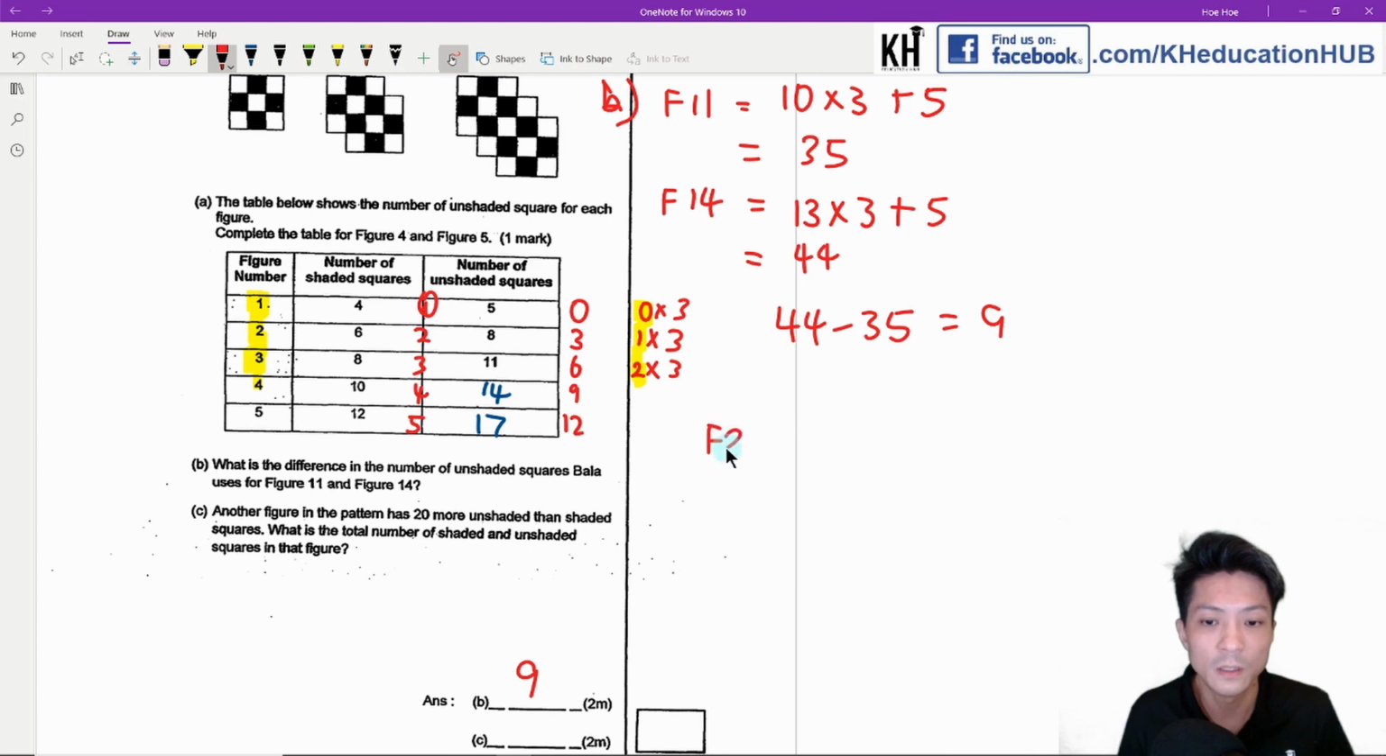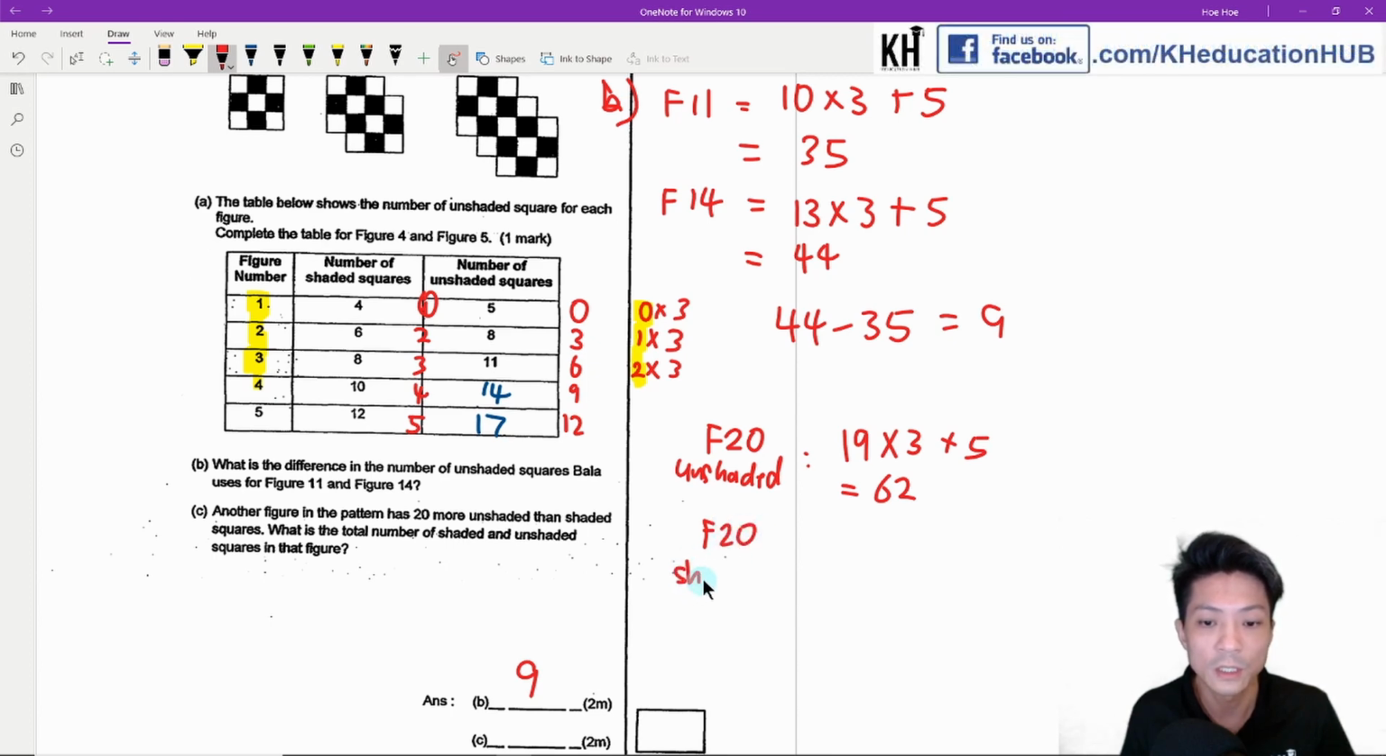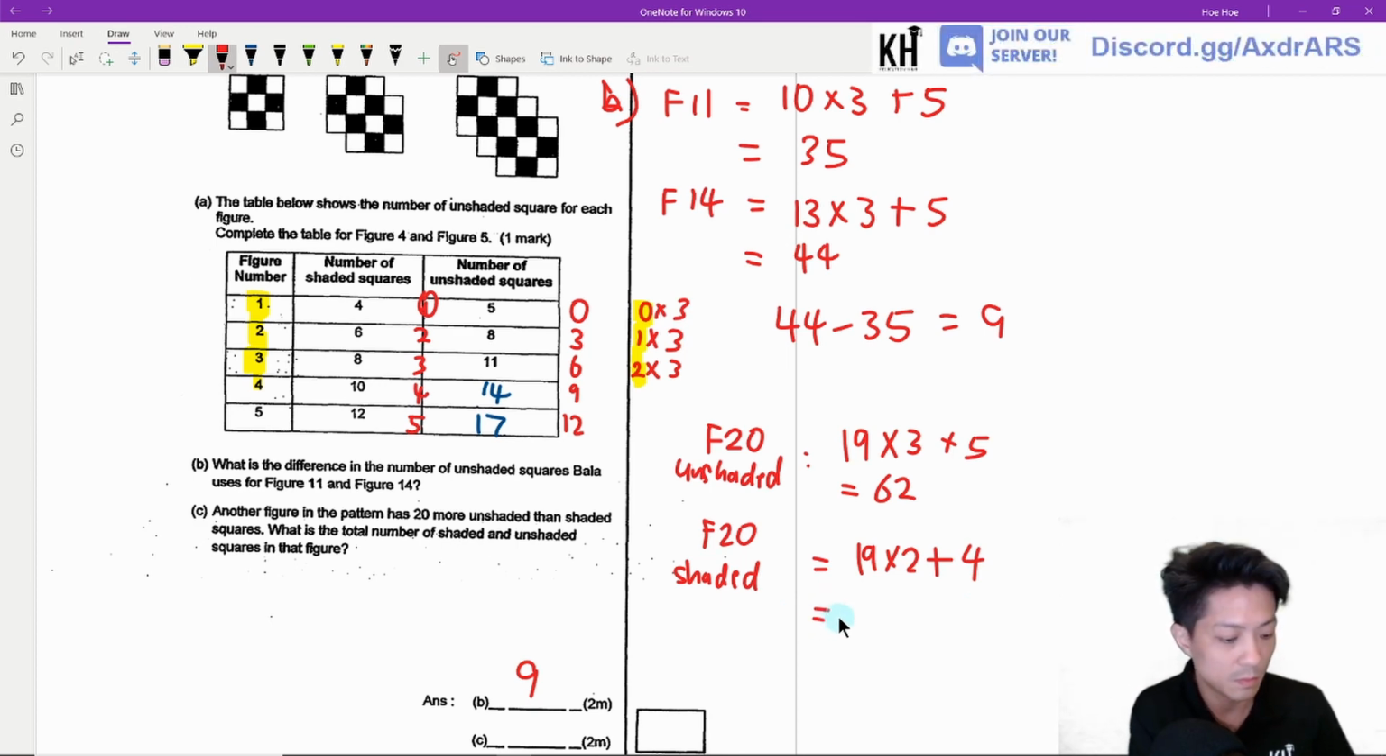Okay, so for figure 20, let's find out the unshaded first. Okay, we're gonna use back this method. So 20 minus 1 is gonna be 19 times 3 plus 5. Is gonna be equal to 62. For figure 20 shaded, okay, if you look at the pattern for the shaded squares, it's 4, 6. It's always a plus 2, plus 2. So if you know that it's always a plus 2, the method is always the same. So you minus 1, you use 19 times 2, and then you add back the first number, which is a 4. Okay, 19 times 2 plus 4 will be 42.